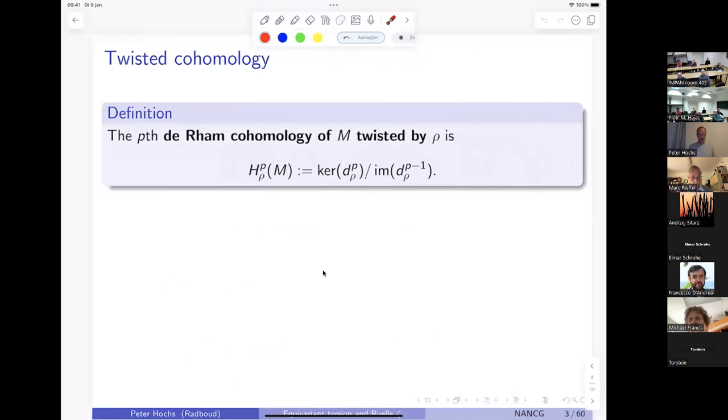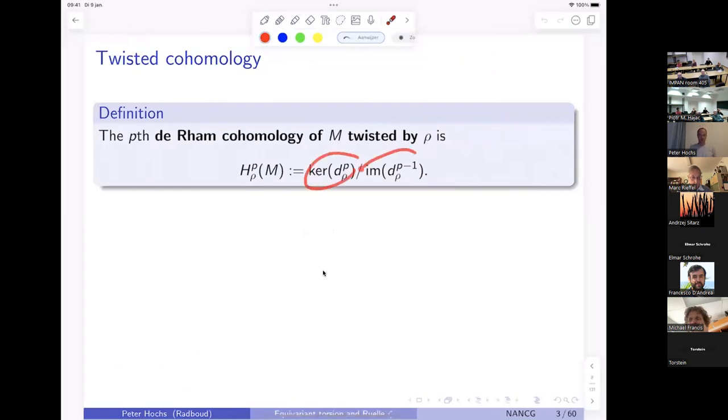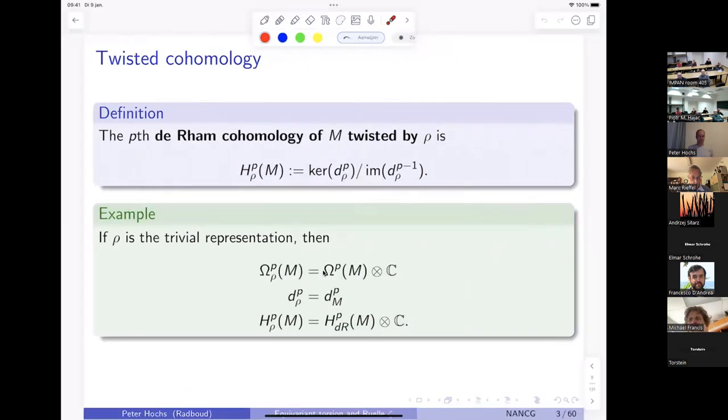Now we have something that squares to zero, so we can define cohomology. Cohomology is just the kernel modulo the image in degree p. And in the case where rho is a trivial representation, it just reduces to the usual de Rham cohomology. Then the twisted p-forms are just the p-forms complexified. This differential is just the usual de Rham differential. And this cohomology is just the usual de Rham cohomology, tensored by C. So you could hope that by allowing nontrivial rho, you could get more invariants, more kinds of cohomology to give you some extra information. But this talk is about what happens if it doesn't give you more information. I'll mention it in a second.